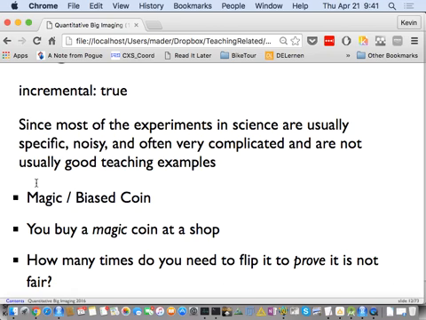Any idea? Probably depends on how sure you want to be that proof. Right. I don't know if you could ever prove it. Like you can never prove it.